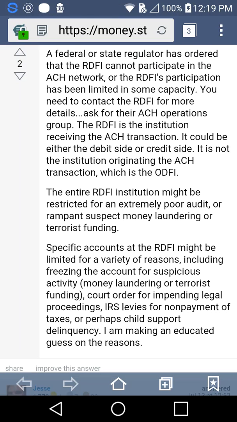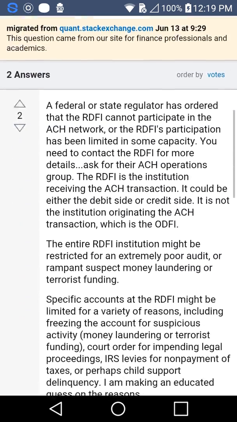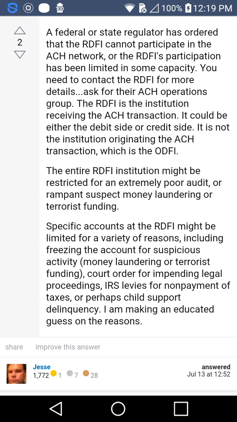I didn't get a chance to address the return code R34 that people have been getting. Yeah, R34, the RDFI return code, the ACH transaction return code that people have actually been receiving from several of the creditors. They don't understand what that code means. They don't understand why it's coming back as limited participation.